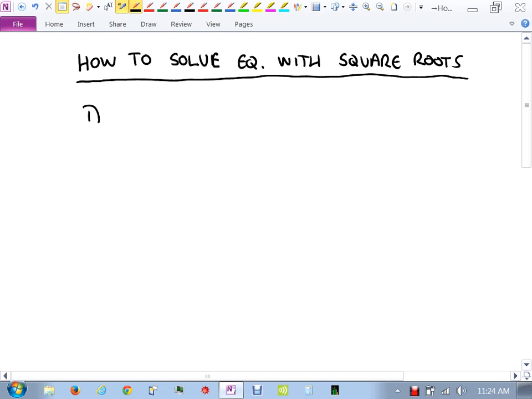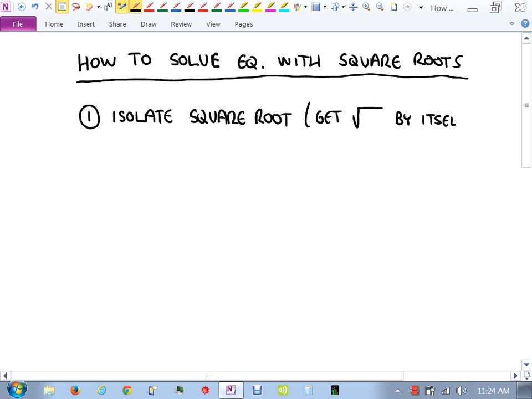So the first thing you're going to do when you're looking at a square root equation is you're going to isolate the square root. What we mean by isolating the square root is basically get the square root by itself on one side of the equation. We want it to be by itself on one side, either the left or the right side of the equation. It doesn't matter. We just want it by itself. That's the first step.